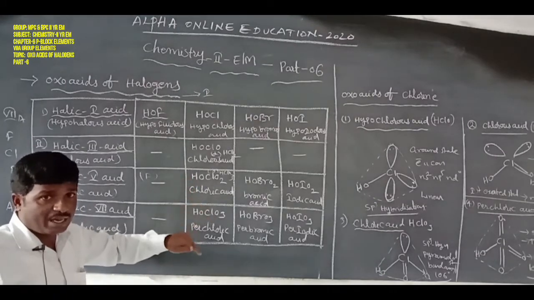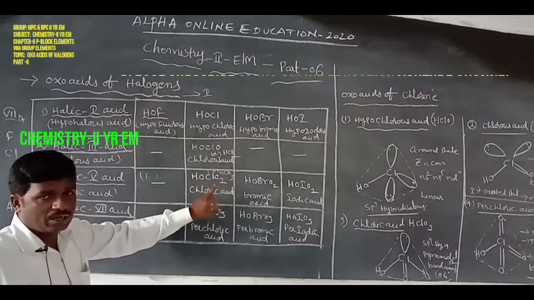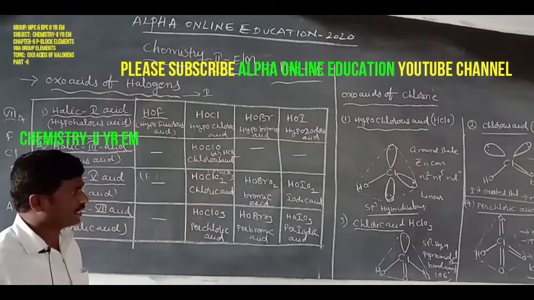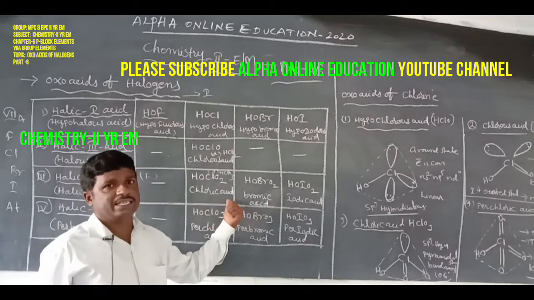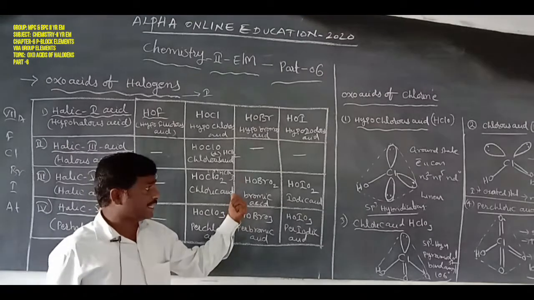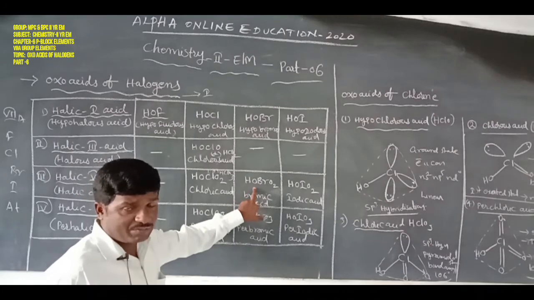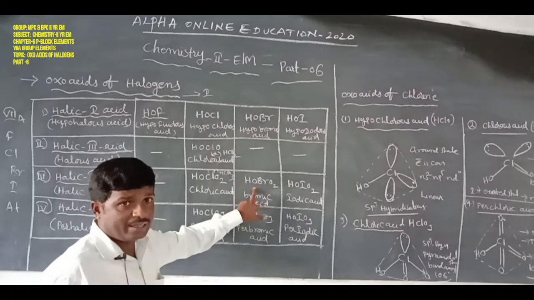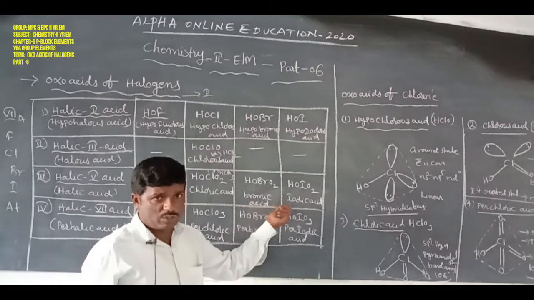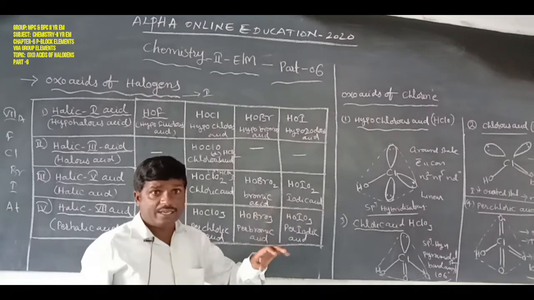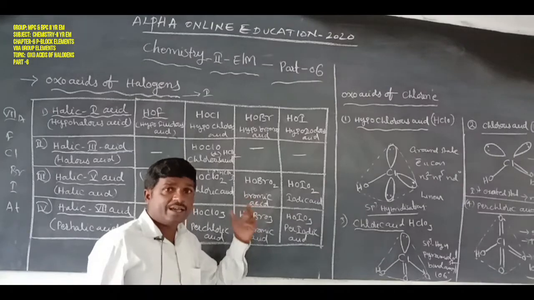Chloric acid has the general formula HClO3 or HOClO2. Which type is this? The halic fifth acid. Next, another one, bromic acid, is also a halic fifth acid. Bromine forms bromic acid, HOBrO2 or HBrO3, which is a halic fifth acid.